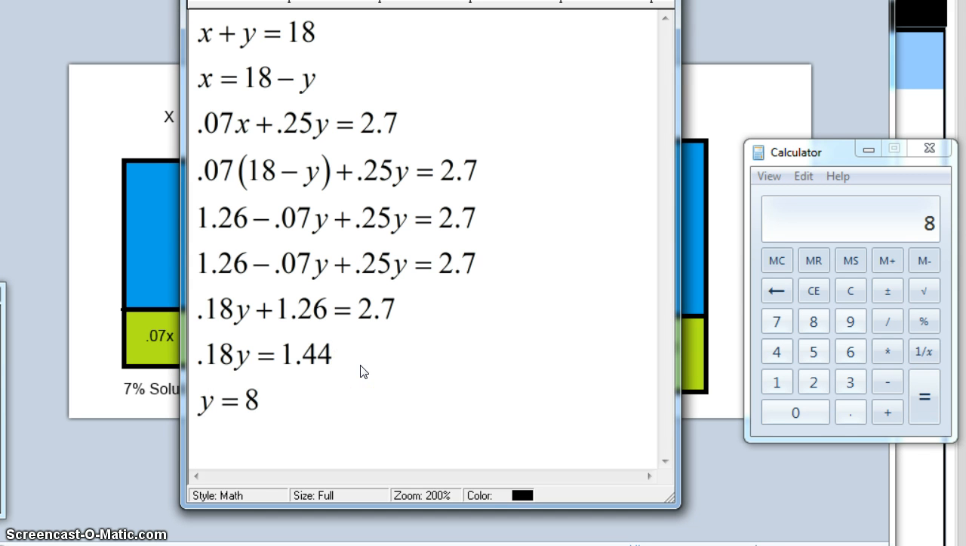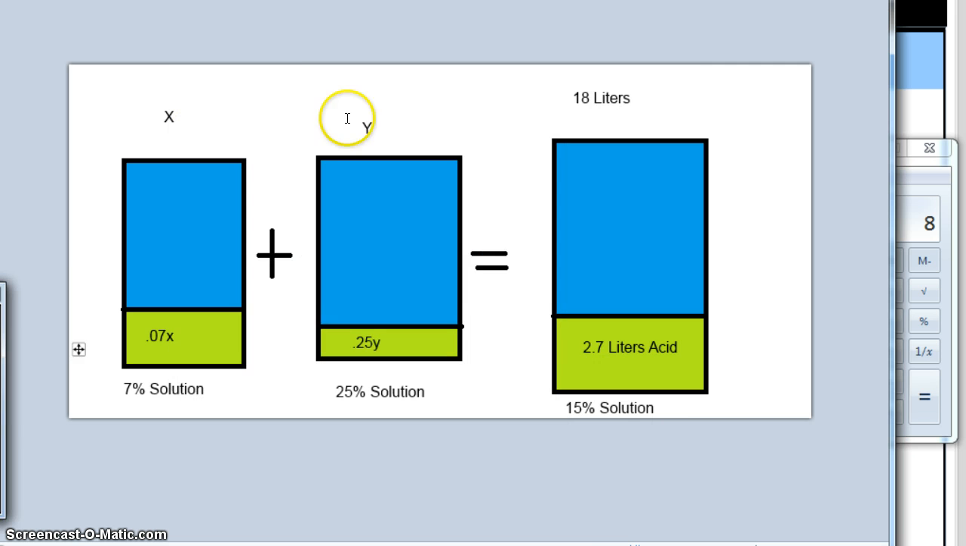Okay, so that tells us that we would have 8 liters here, right? We can fill that in, and that's actually what we're following. So 8 liters. That's really the only place we need to go. But immediately you can see that x would be 10 because the whole thing's 18. So what plus 8 equals 18? So x is 10 liters.